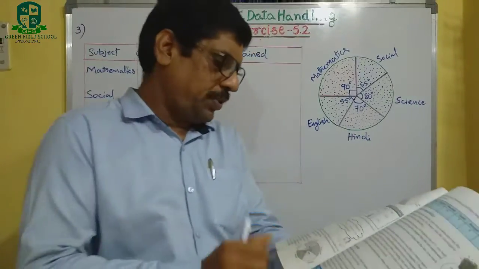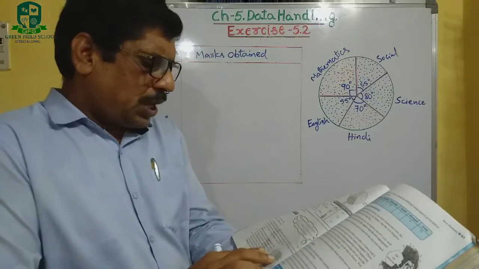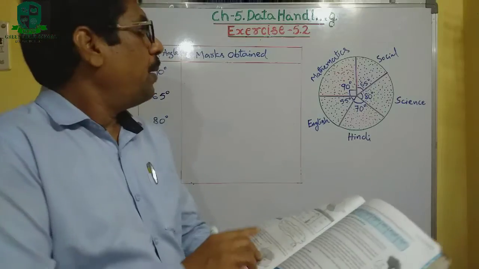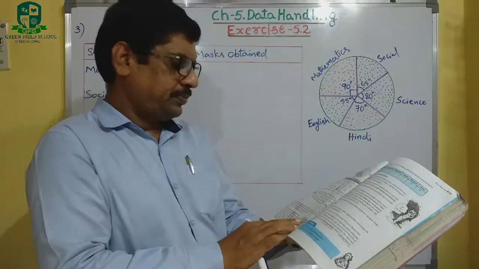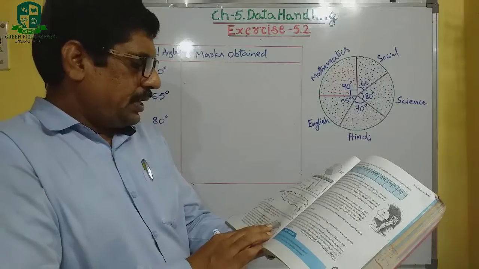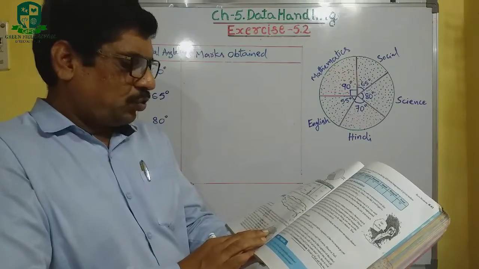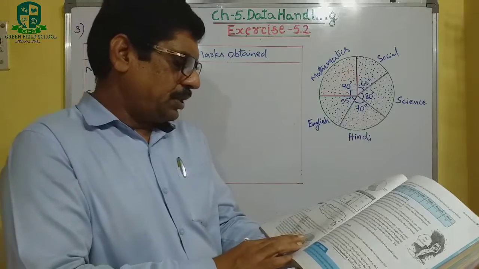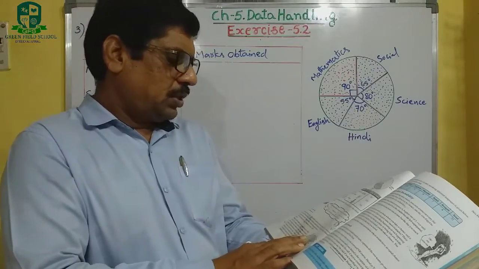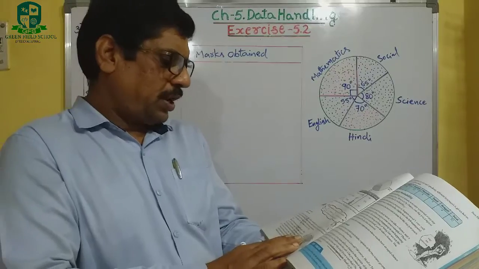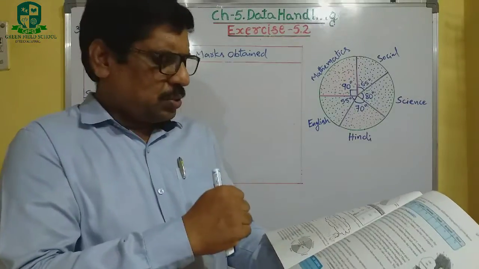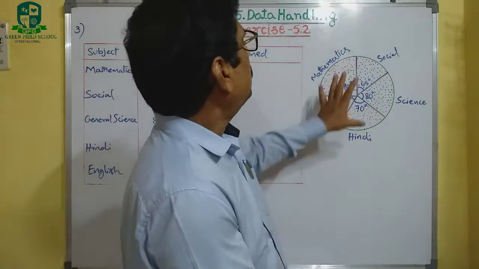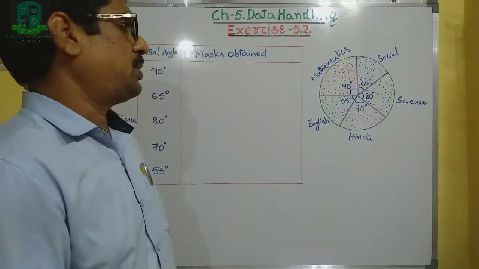Look at the question, all of you. The adjoining pie chart gives the marks scored in an examination by a student in Hindi, English, Maths, Social Science and Science. If the total marks obtained by the student were 540, answer the following questions. Let us answer the questions. Before that, let us look at the given information from the pie chart.